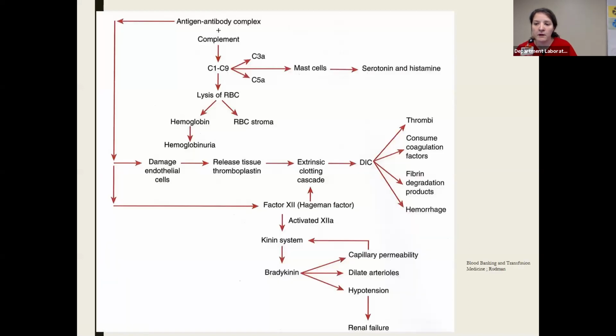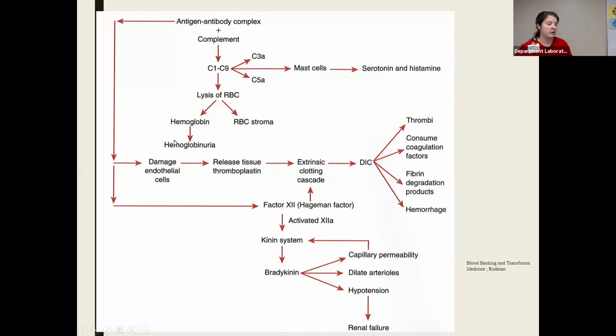This flow chart just really demonstrates what happens in an intravascular hemolysis situation. It really just breaks it down. So you have an antigen antibody complex. If it was ABO incompatible, this would be your IgM ABO antibodies attaching to the red cells. That's going to activate complement, and will activate your mast cells. Serotonin and histamines are going to be released. Also, cell lysis is going to occur.